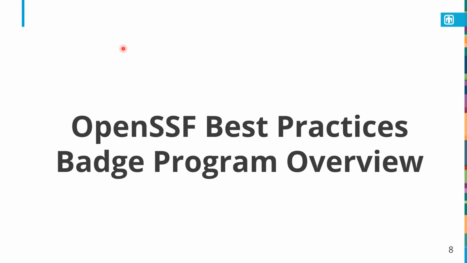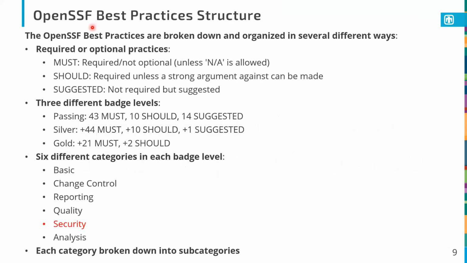So let me provide an overview of the best practices program. The best practices are broken down and organized in several different ways. First, practices can either be required or optional, and there's two levels of optional. The ones that are required are listed as must, although many of those can be marked as not applicable if they don't apply to your project or your kind of software. And then there's practices that are listed as should or suggested. For should practices, if you don't follow them, you have to provide a rationale for why you're not doing it.